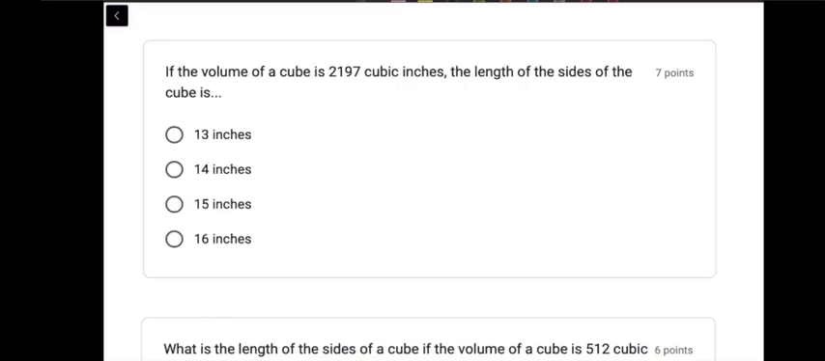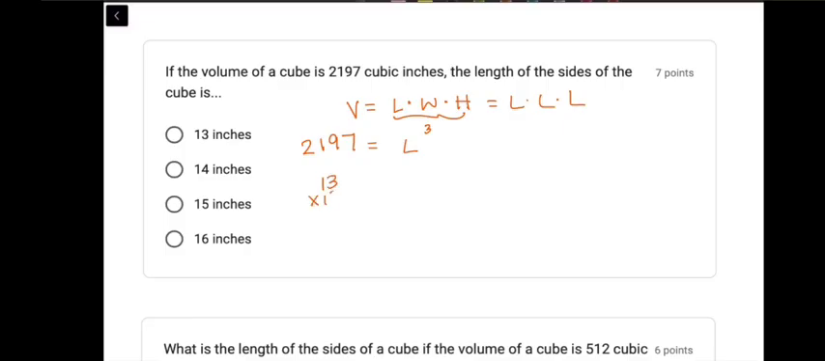In this problem, we have that if the volume of a cube is 2,197 cubic inches, the length of the side of a cube is. In a cube, it's similar to the situation we have in a square. All sides measure the same. Now, the volume of a cube is calculated by multiplying the length times the width times the height. But as I just said, all three of these measure the same. So it's almost the same as just saying the length to the third power, because it would be length times length times length. So if I plug in the value of 2,197 for the volume, my question is, what number do I multiply by itself 3 times in order to get 2,197?